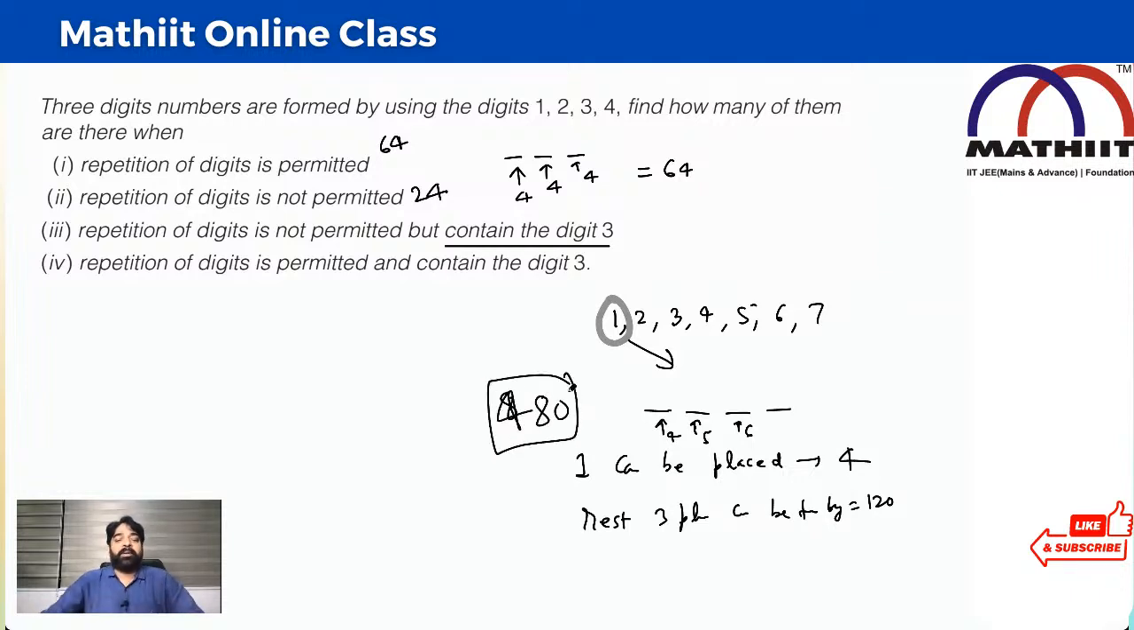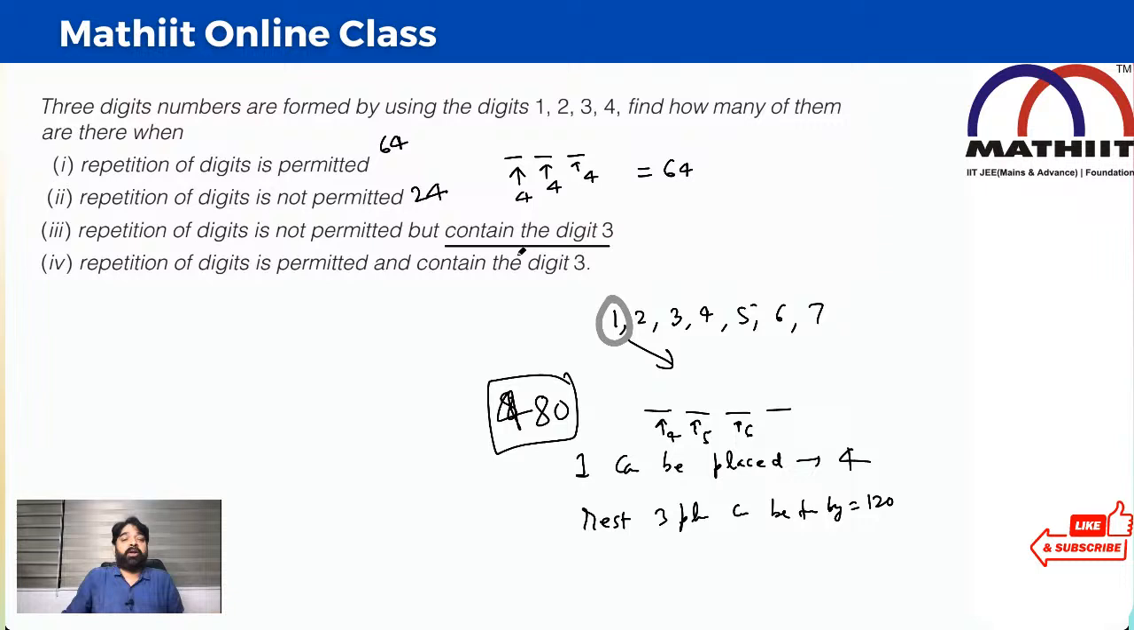Is this clear to everybody? Can you confirm? Is this point clear to everybody? Whenever there is a restriction on the object, that object should be placed first. After that, the rest of the places and rest of the objects should be arranged. Am I clear to everyone? So now for this question.